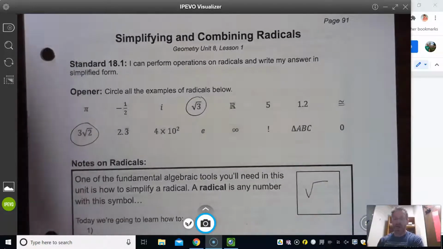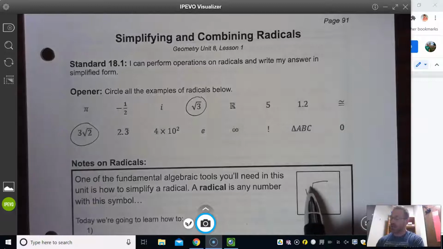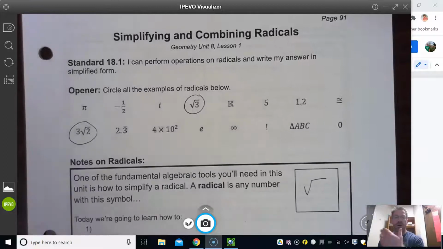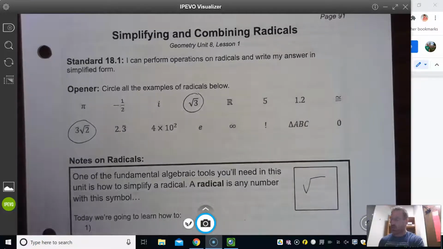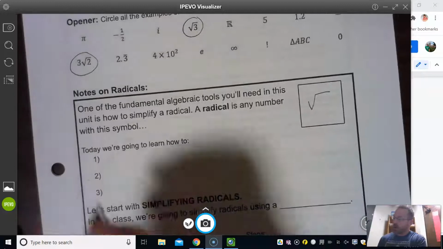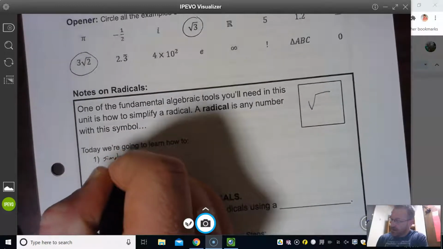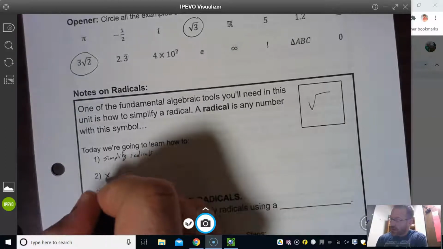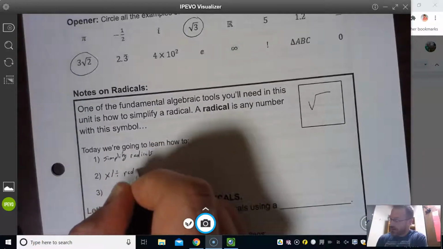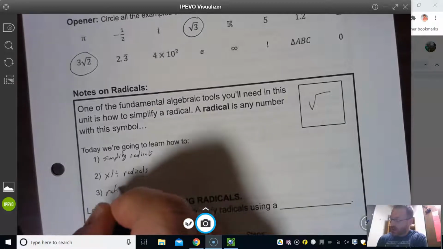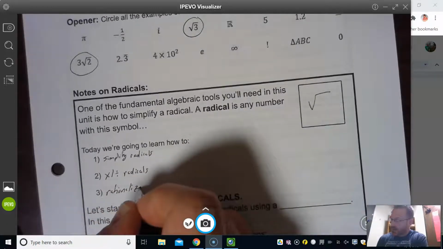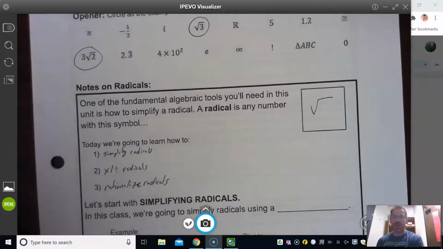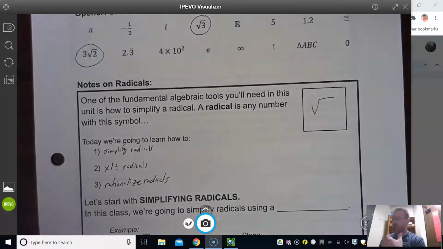Now, what you're going to learn as you get into Algebra 2, pre-calculus, is there are different types of radicals. So we could have a cube root, we could have a fourth root, but we're going to focus on square roots for what we're going to do in geometry this year. So today we're going to learn how to simplify radicals. We're going to learn how to multiply and divide radicals. And we're going to learn how to rationalize radicals. Those are 3 skills that we want you to be able to feel comfortable working with once we're finished with this lesson.